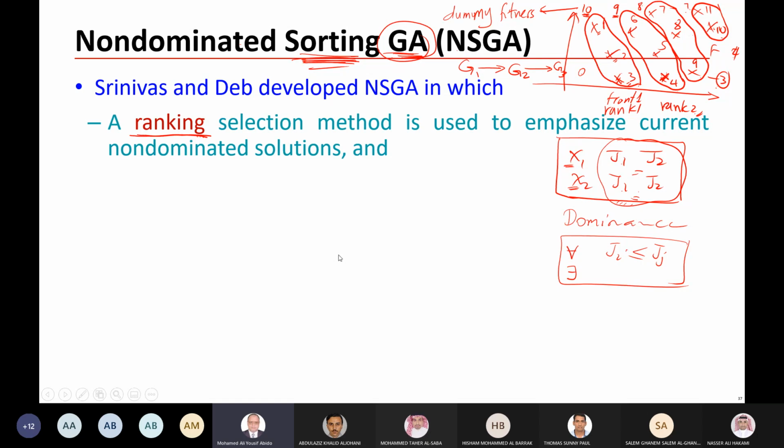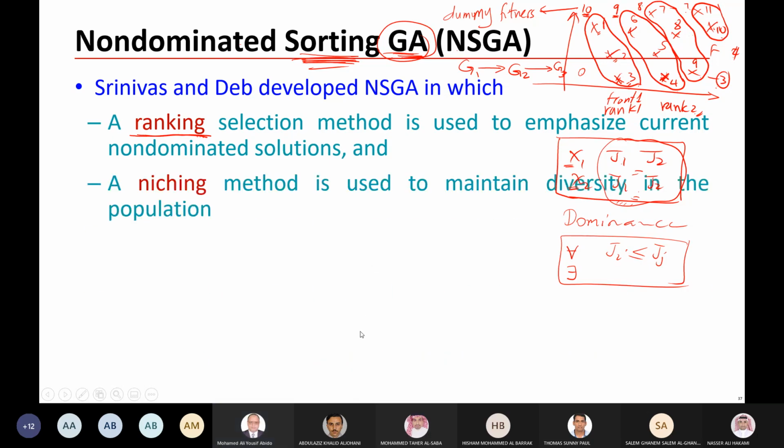So this ranking selection method is used to emphasize current non-dominated solutions. And in order to keep the diversity of the solutions and end up with a well-distributed Pareto front, you need to implement the niching concept. The niche concept is very simple, but it tells you, if you have another solution here which is very close to solution 2.